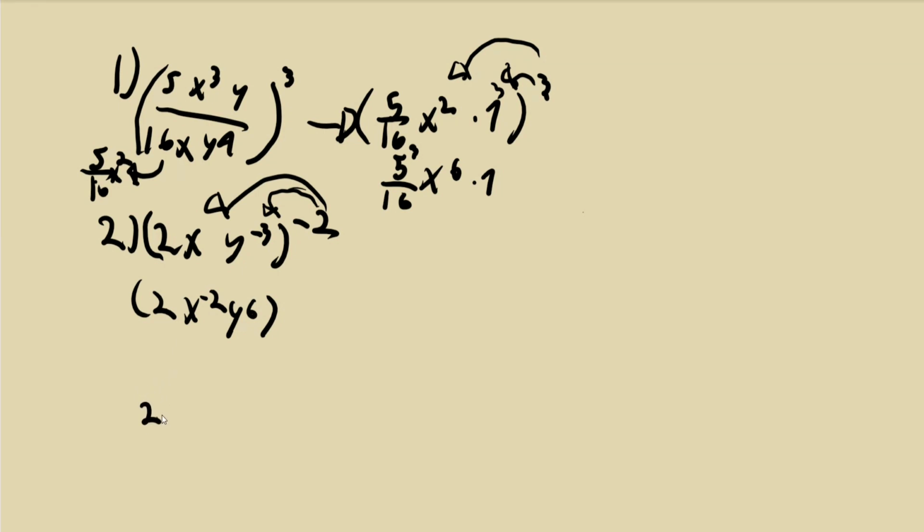So we flip it. So yeah, it would be 2x to the power of 2 over 1, times y to the power of 6. And then you would get the answer here, and that's it. So I do hope you understood this lesson.